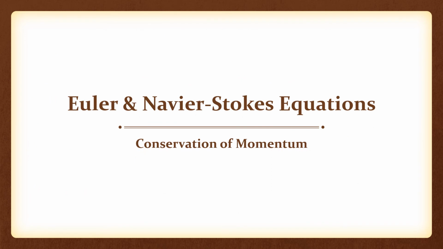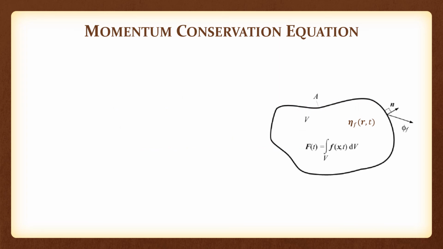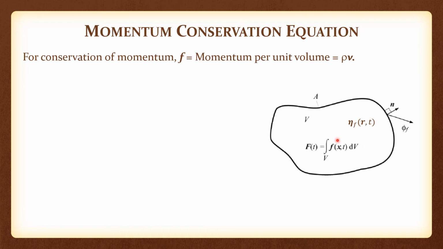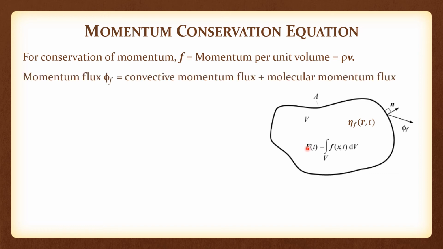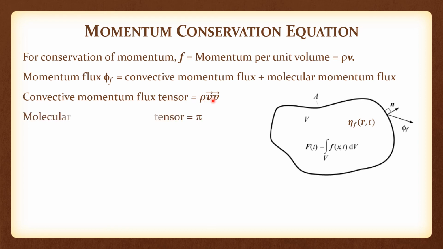Now the conservation of momentum, this is the next thing that we have, the Euler equation and the Navier-Stokes equation. Again, if you consider this control volume, the small f is momentum per unit volume, which is rho v. Capital F is momentum, of course. Again, your momentum flux will be convective momentum flux plus molecular momentum flux. Convective momentum flux is rho vv. Molecular momentum flux is the pi tensor that we had. So this has the pressure term and this has the shear terms.